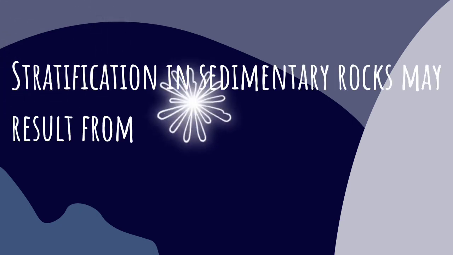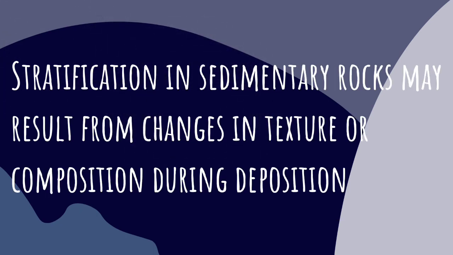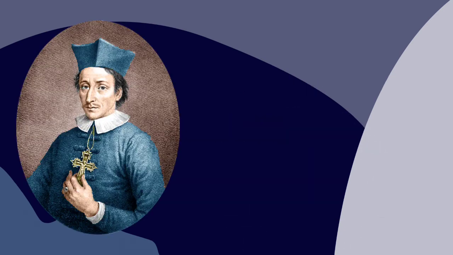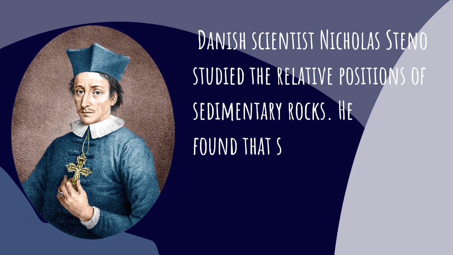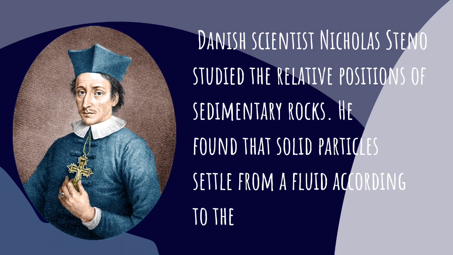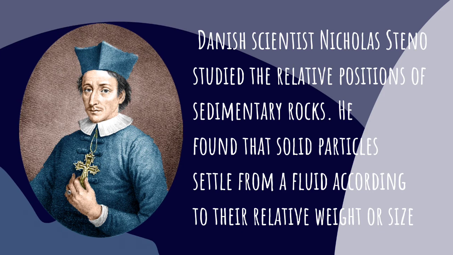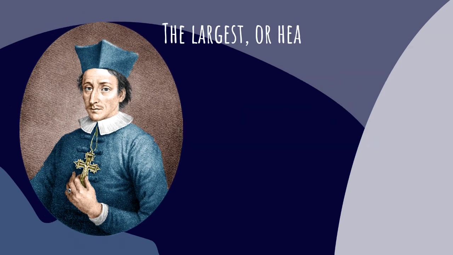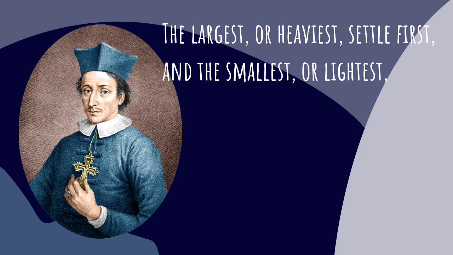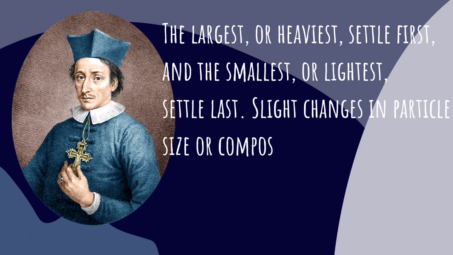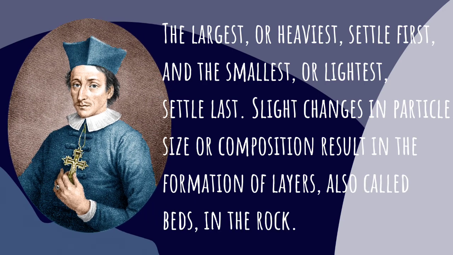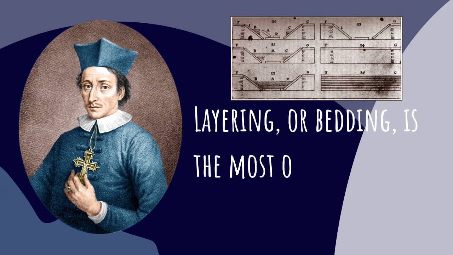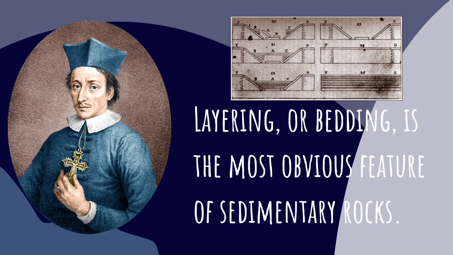Stratification in sedimentary rocks may result from changes in texture or composition during deposition. As early as the mid-1600s, the Danish scientist Nicolas Steno studied the relative position of sedimentary rocks. He found that solid particles settle from a fluid according to their relative weight or size. The largest or heaviest settle first, and the smallest or lightest settle last. Slight changes in particle size or composition result in the formation of layers, also called beds, in the rock. Layering or bedding is the most obvious feature of sedimentary rock.